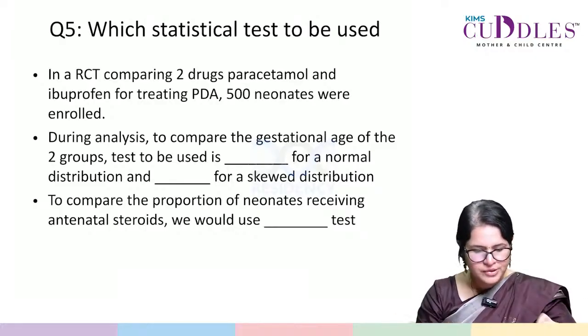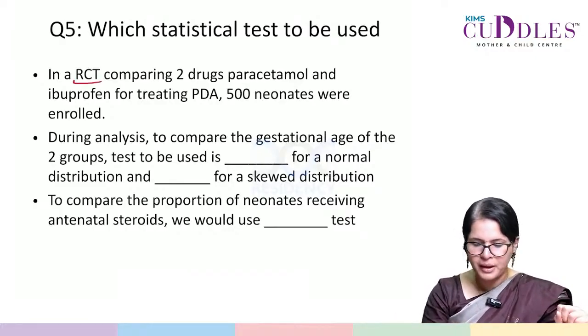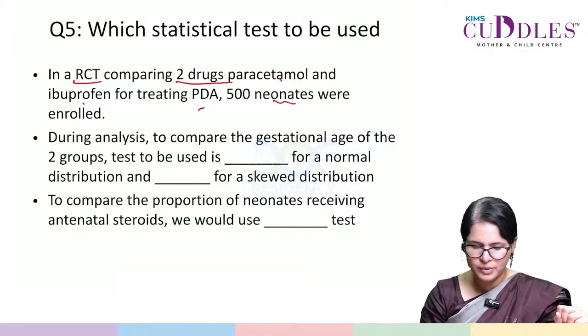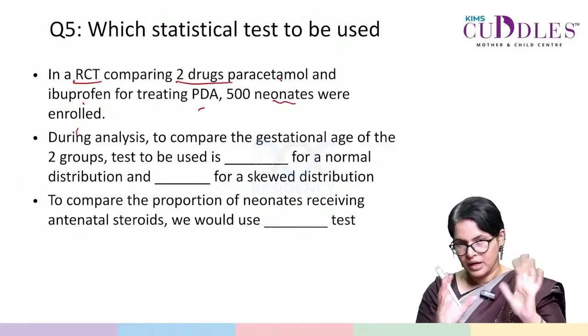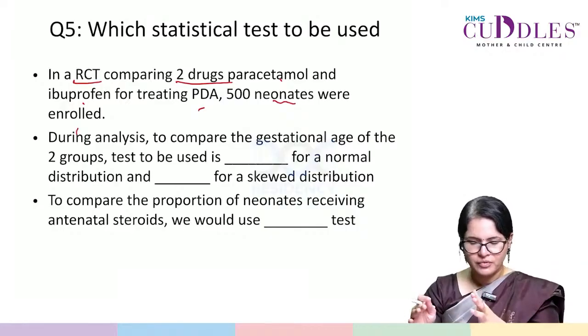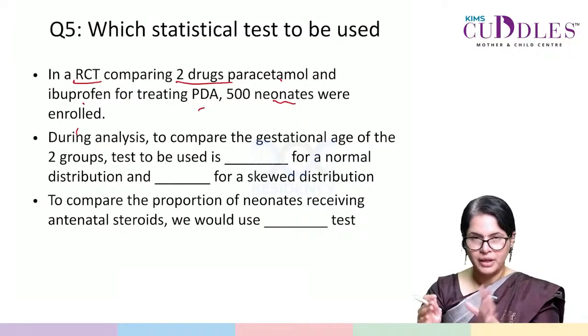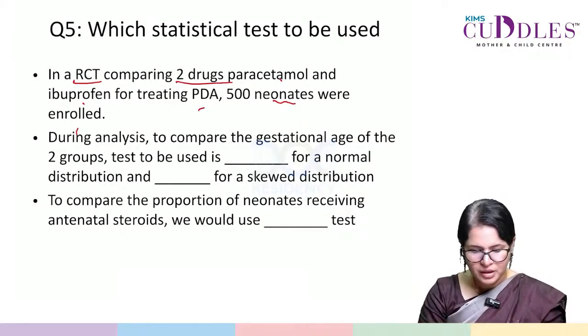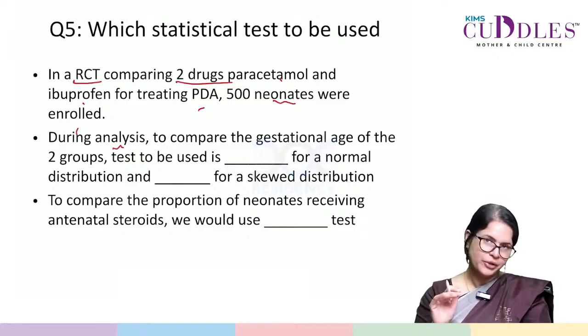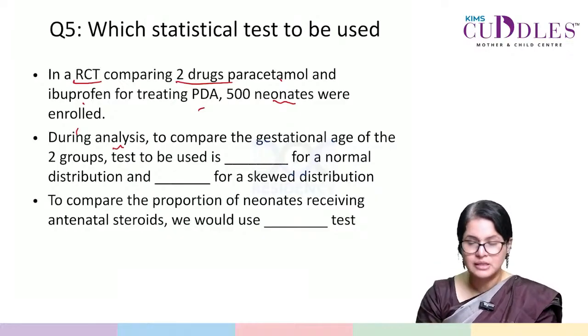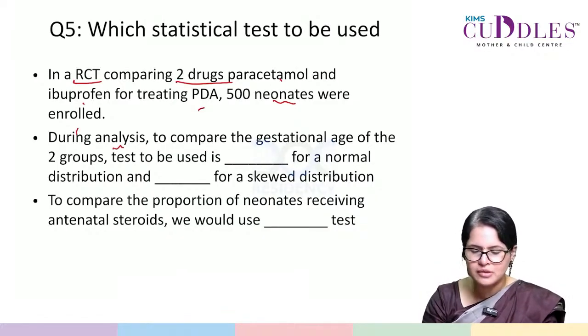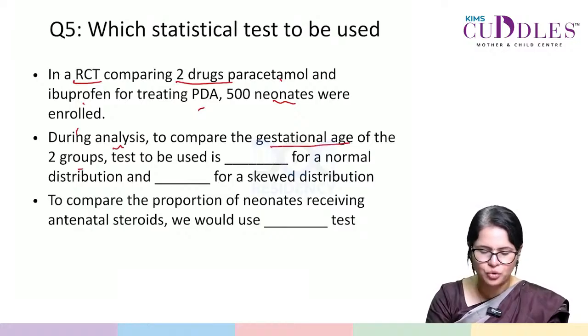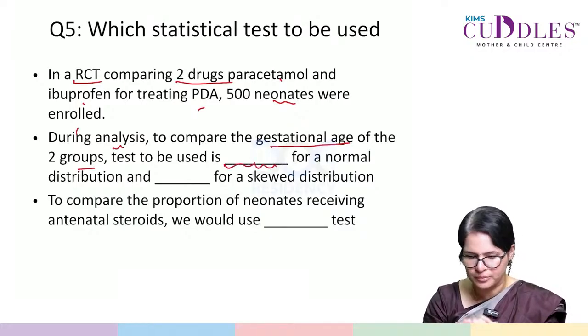First question: in an RCT comparing two drugs, paracetamol and brufen, for treating PDA, 500 neonates were enrolled. So you have a randomized controlled trial in which you have randomized 500 neonates, and we are going to compare two drugs for closing PDA. In each of these scenarios we are going to identify the statistical test of significance that we are going to use. During analysis, to compare the gestational age of the two groups, the test to be used is what?